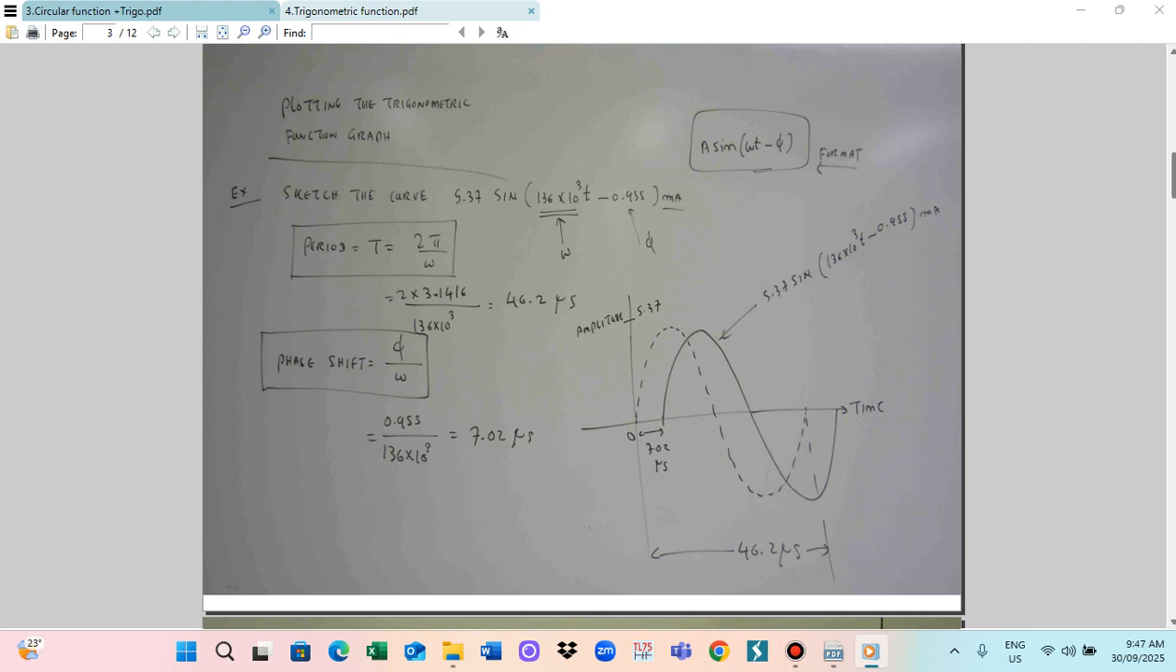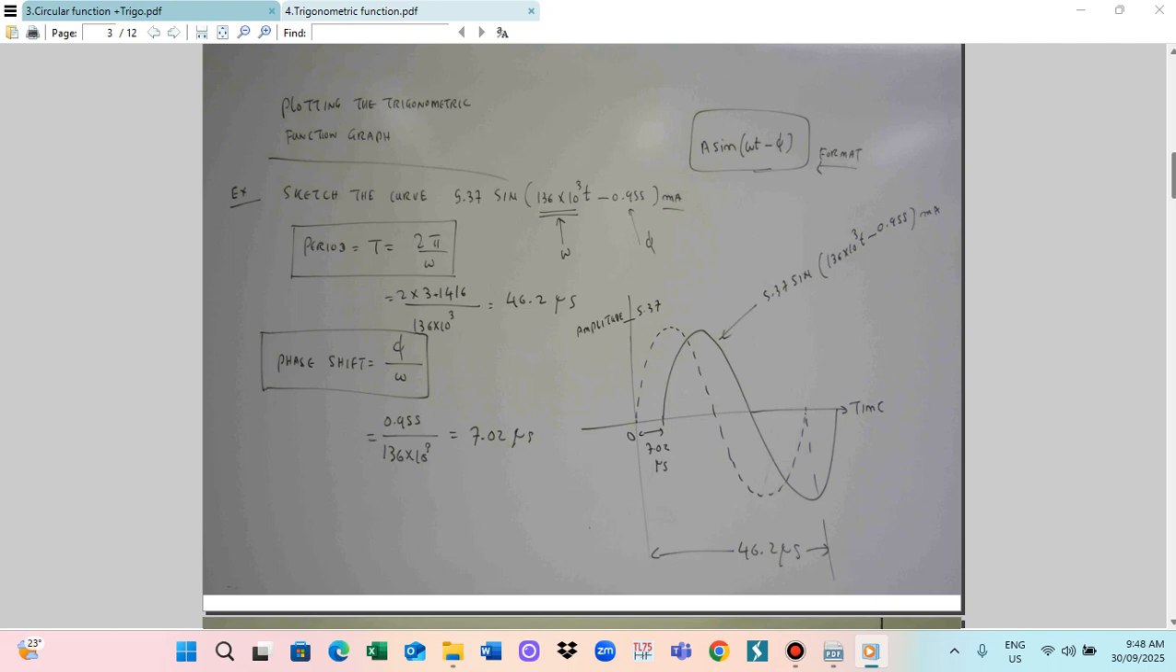This graph will be 5.37 sine 136 into 10 power 3t minus 0.955 milliampere graph. So by this way we get the plot, the final graph.